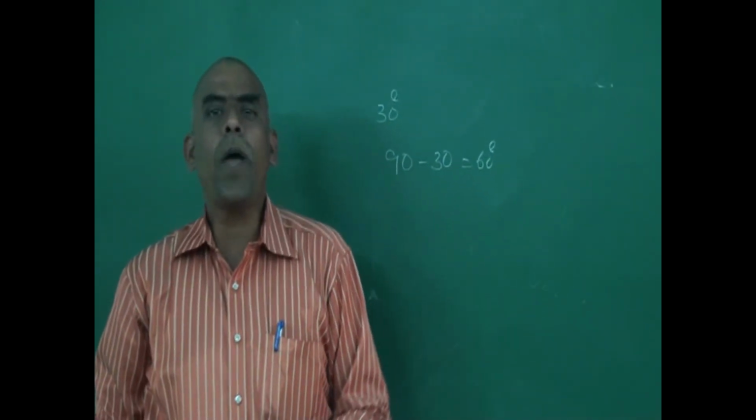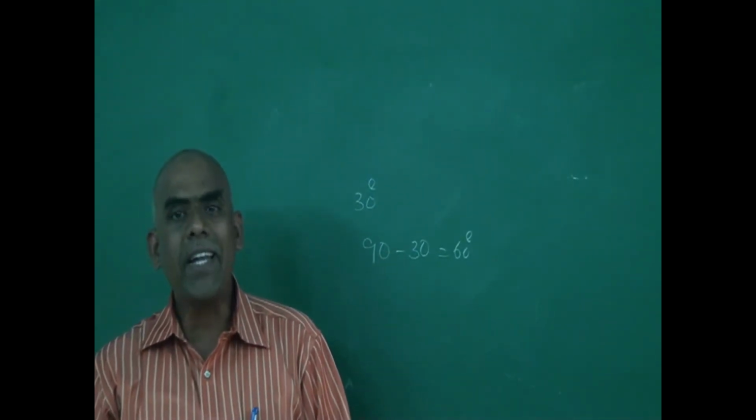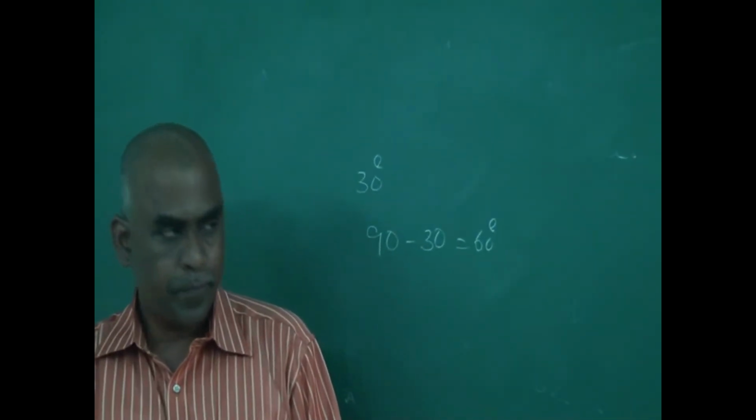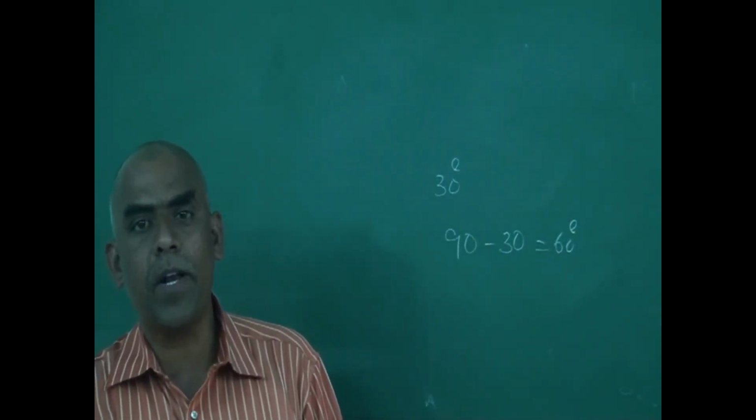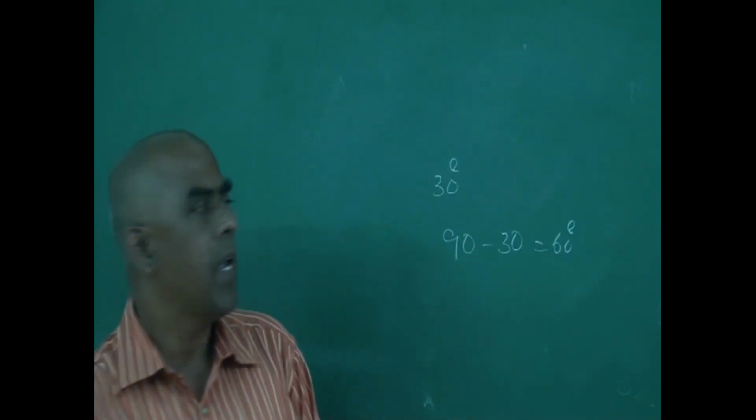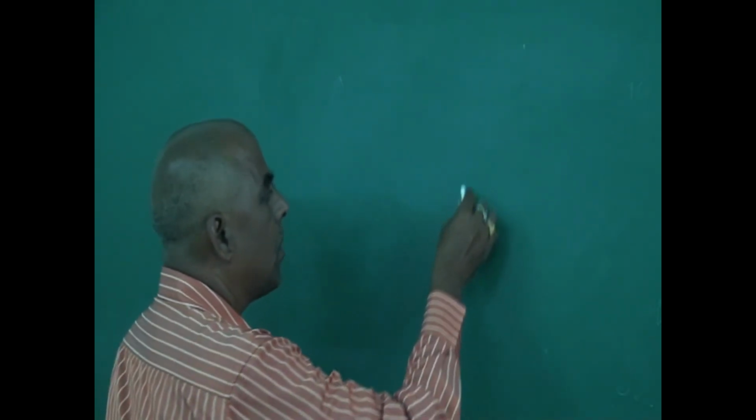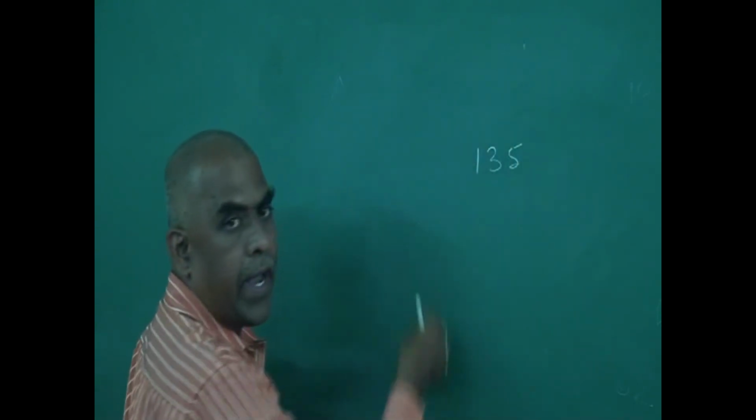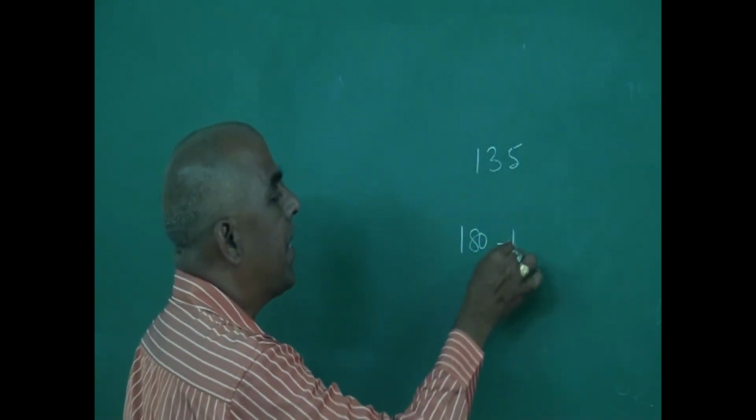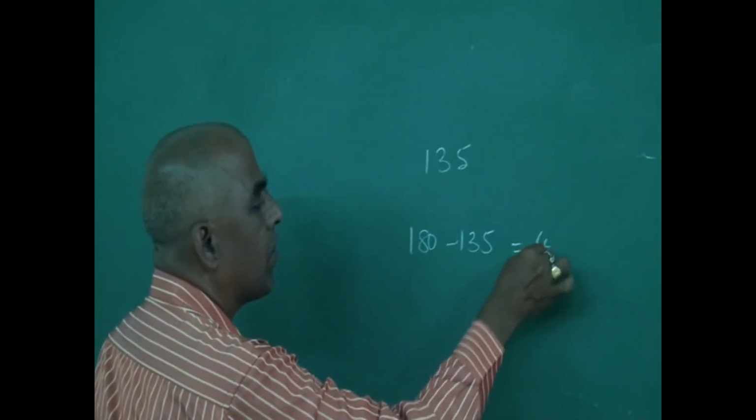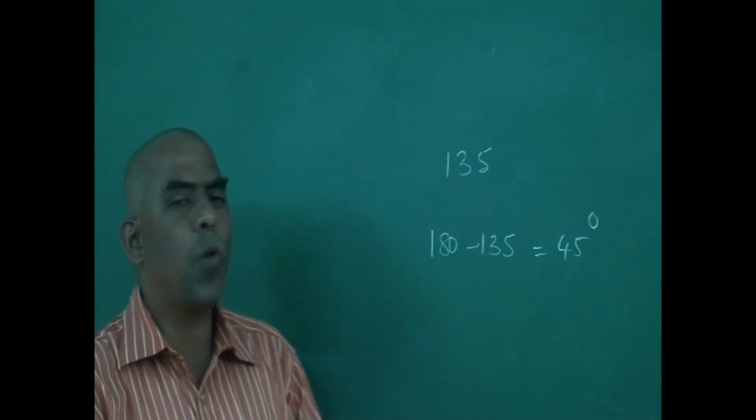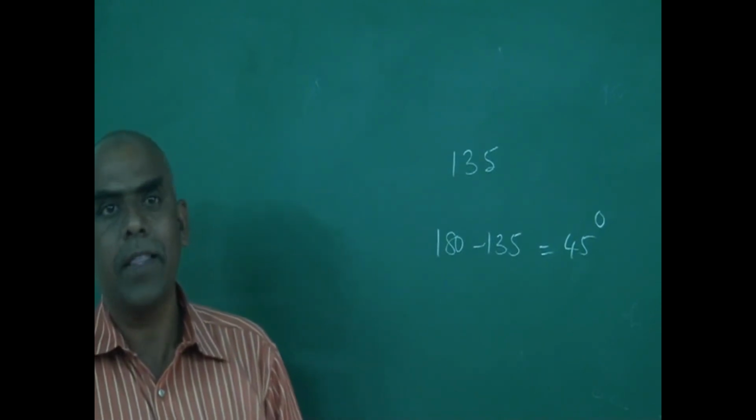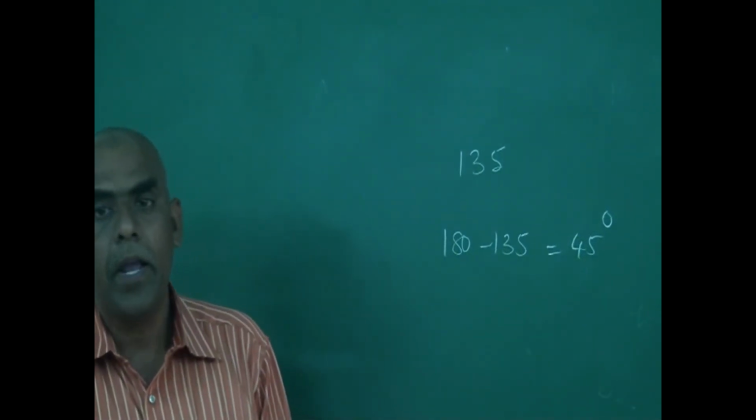Similarly, if the sum of the two angles is equal to 180 degrees, they are called supplementary angles. For example, one angle is equal to 135. What is the remaining angle? That means 180 minus 135, which is equal to 45 degrees. So the sum of the two angles is equal to 180, and they are said to be supplementary angles.